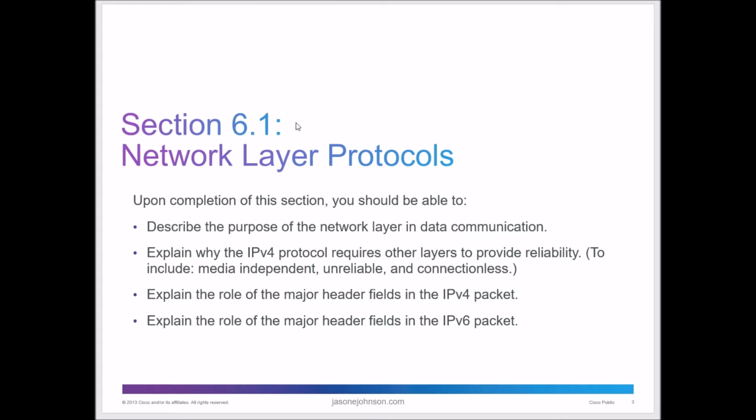So in this course, we've talked about protocols and what protocols are, so I'm not going to go back over that again. But when we look at the network layer protocols, we're talking about layer 3. So we've moved up to layer 3 now of the OSI model. And at the end of this section, you should be able to describe the purpose of the network layer and what it does in the data communication process, explain why the IPv4 protocol suite requires other layers to provide reliability. So IPv4 can't do it by itself at layer 3. It requires other layers, and that includes media, and it is unreliable and connectionless. And explain the role of the major header fields in the v4 packet, and explain the major header fields in the v6 packet.